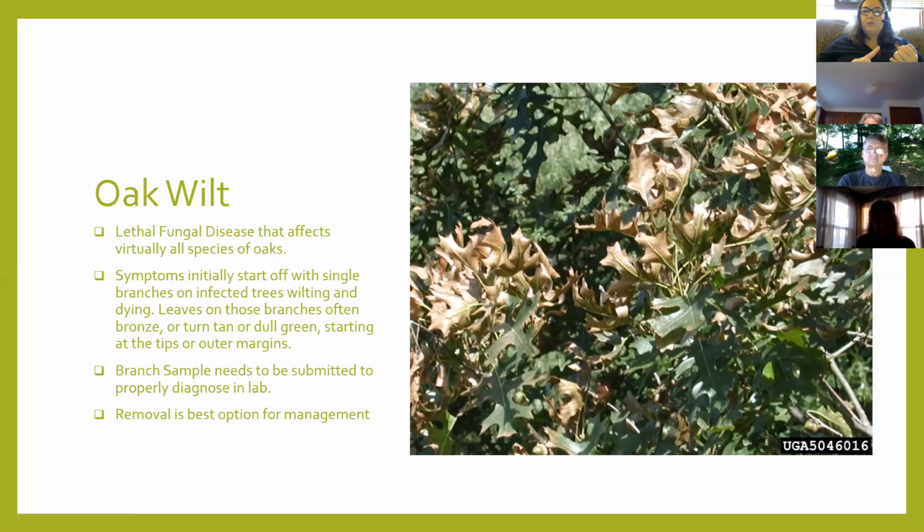If those oak trees are pretty close together, there's a chance of that fungus spreading from one tree to the next.